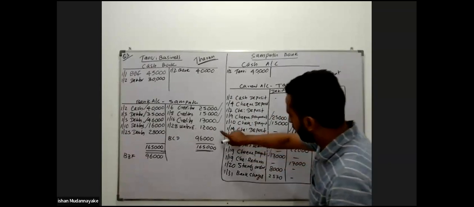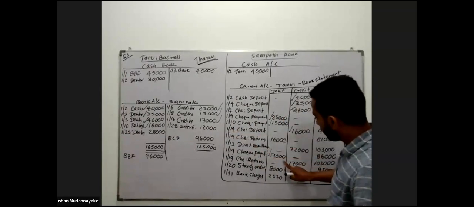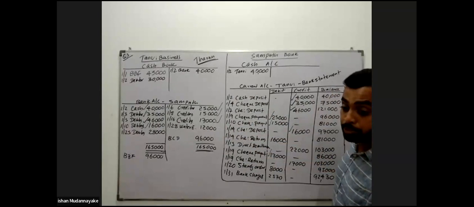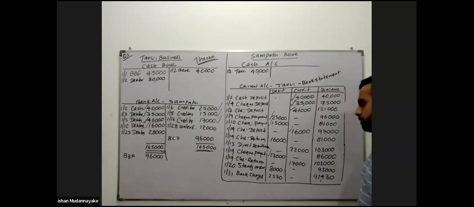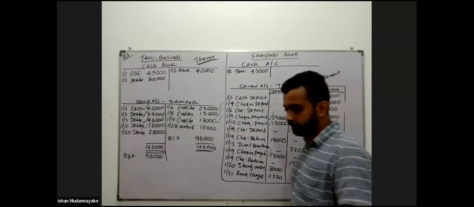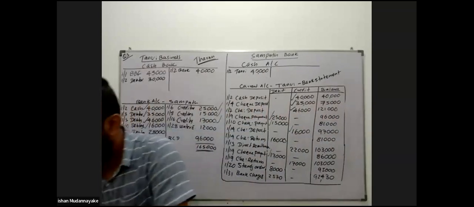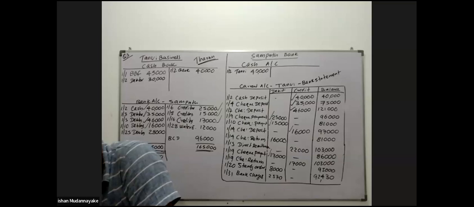But 12,000 is not there in the bank statement. It's still an unpresented check. The 12,000 check is still unpresented.